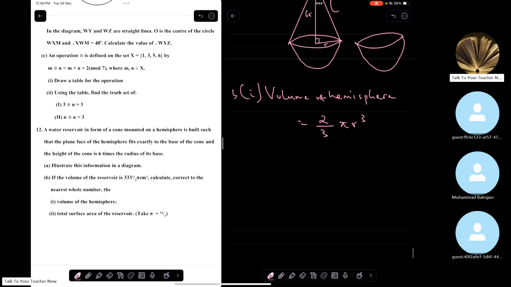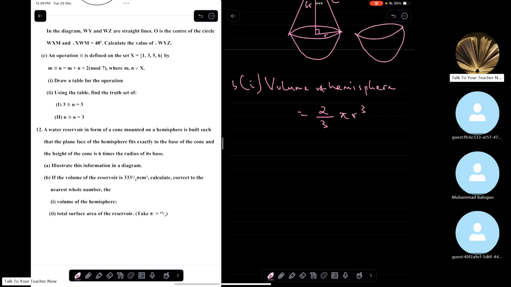They said the volume of the hemisphere is 2 over 3 pi r cubed. Now, what is the formula for the volume of the reservoir? Who can tell us? Volume of reservoir.